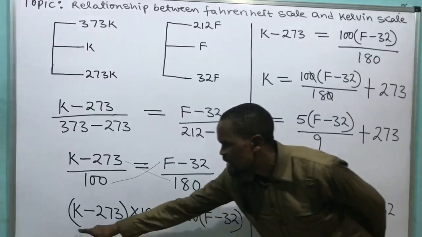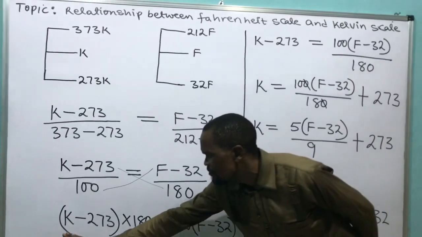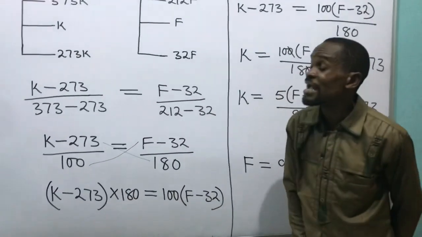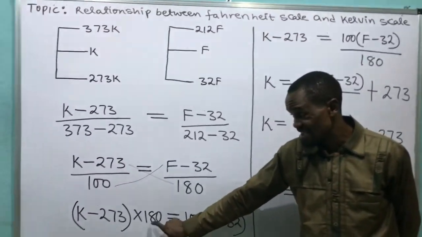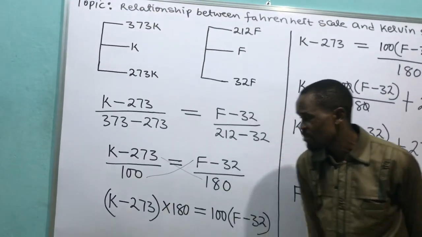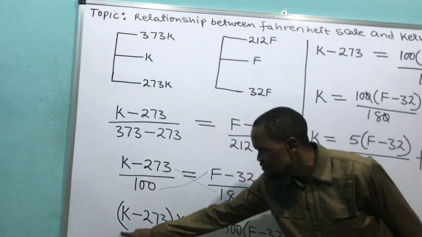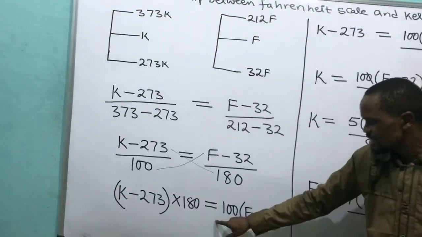What will I do? I will divide both sides by 180. I want to remove this 180 because I want to make this the subject of the formula. So I divide this side by 180, and divide this side by 180.